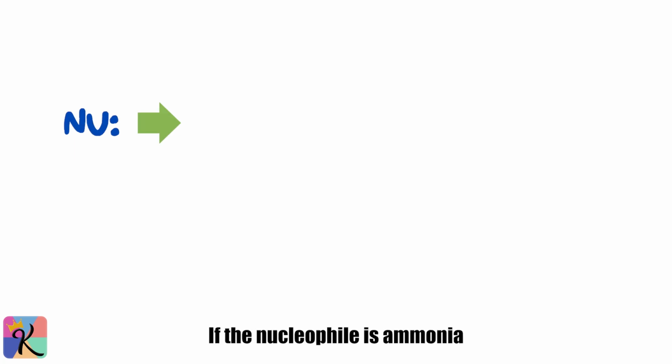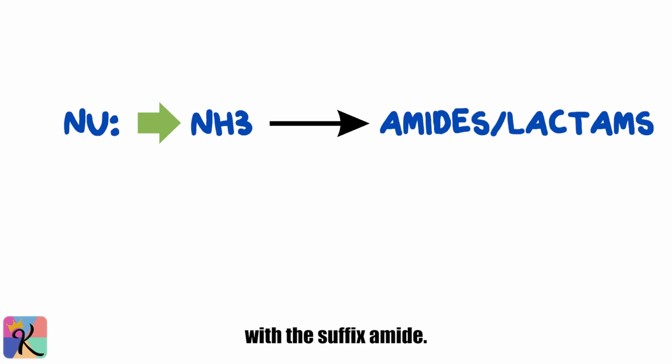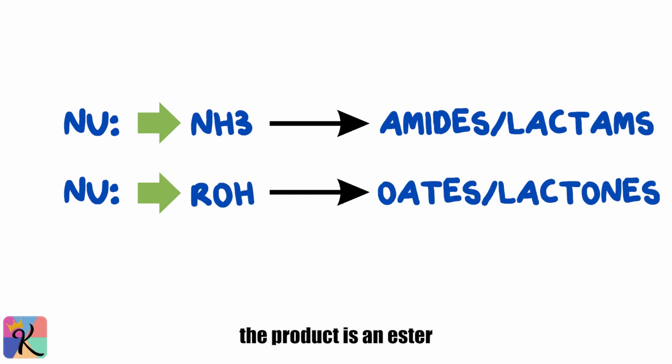If the nucleophile is ammonia or an amine, the product is an amide. Amides are named with the suffix amide. When amides are cyclic, they're called lactams. If the nucleophile is an alcohol, the product is an ester. Esters are named using the suffix oate. Cyclic esters are known as lactones.